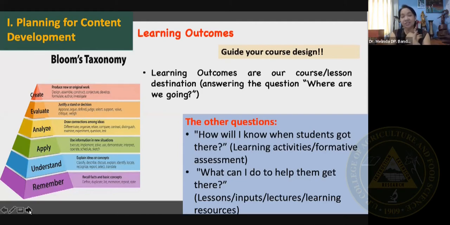So the next question, how will I know that we got there, that the learners got there? So there should be the learning activities and the formative assessment. And then what can I do? We, the reviewers, what can we do to help them get there? So lessons, inputs, lectures, learning resources, even feedback as to how our learners are doing, as evident by their learning activities and other performance related to the learning outcomes.